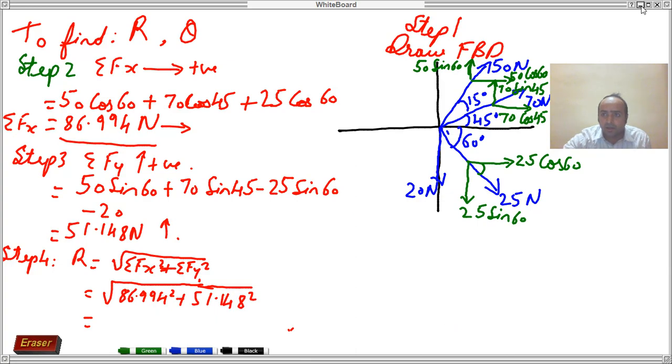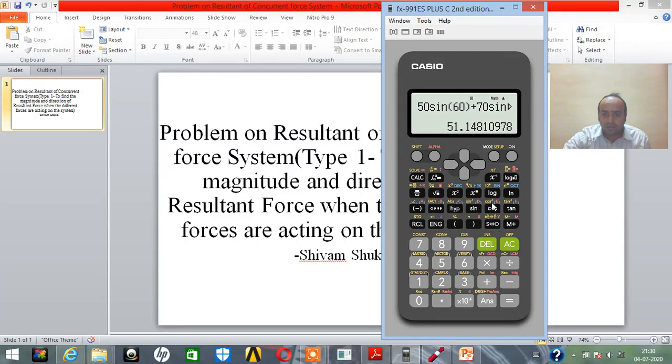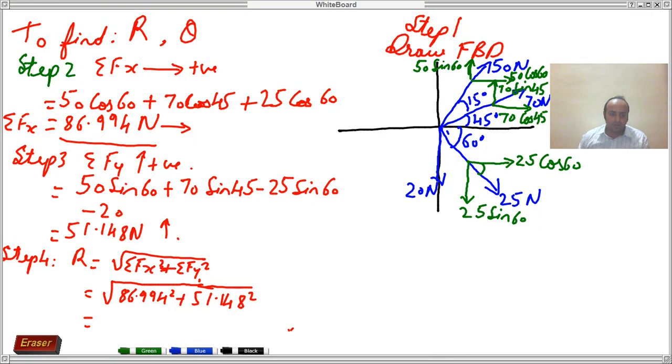So here it is. I'll be just doing it in the calculator. I'll say the square plus 86.994 square is equal to, and the square root of it. So 100.916 Newton is the answer. So I can write it over here, friends, 100.916 Newton.